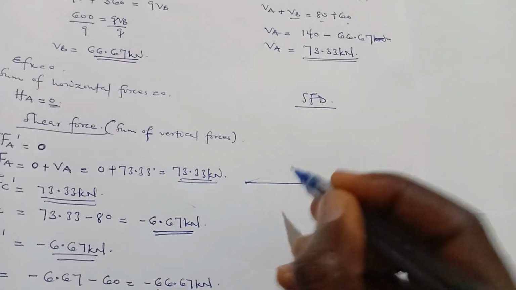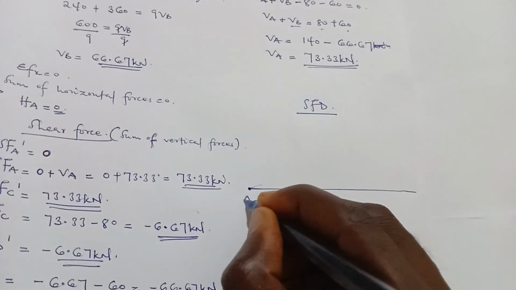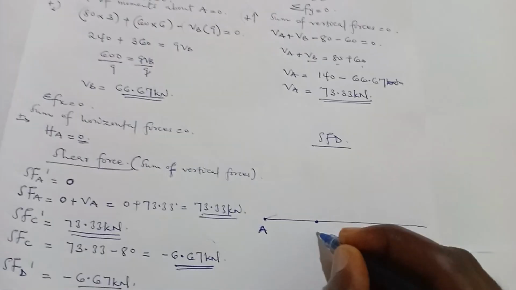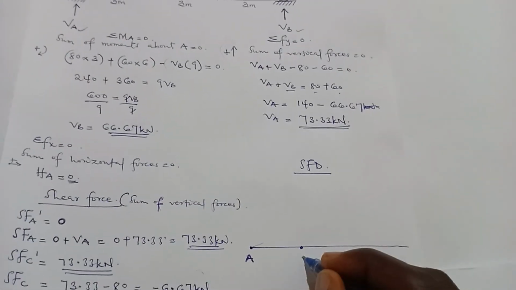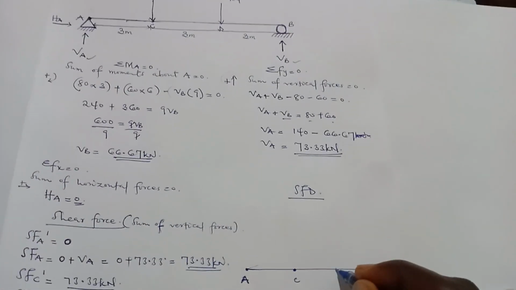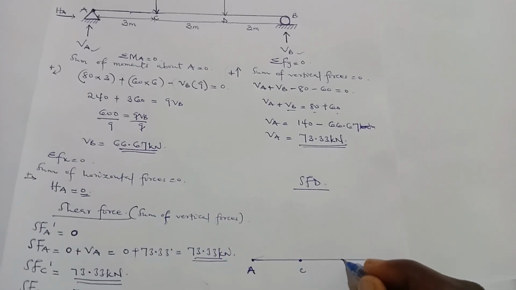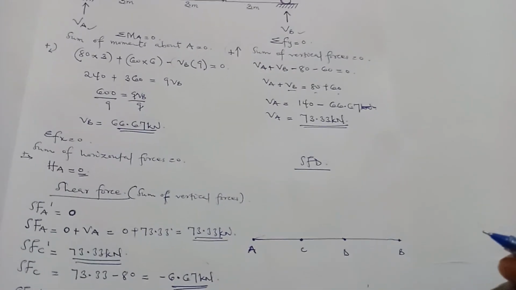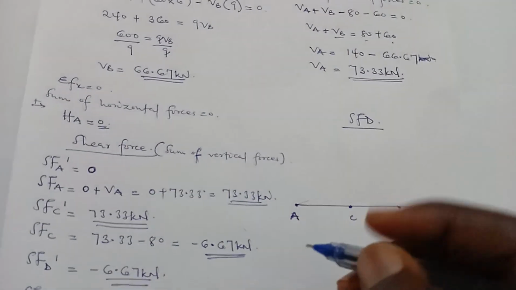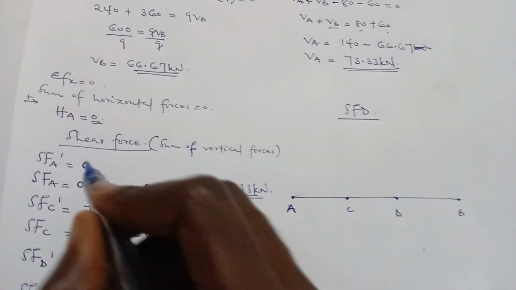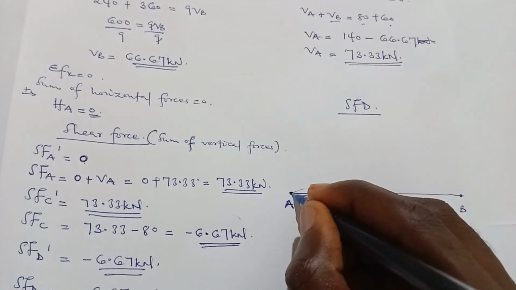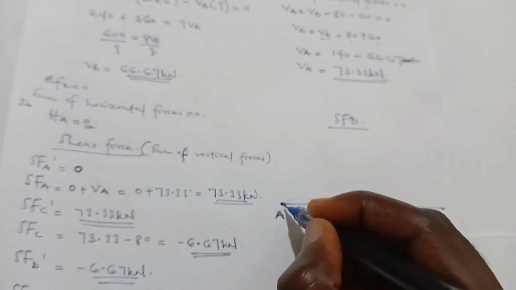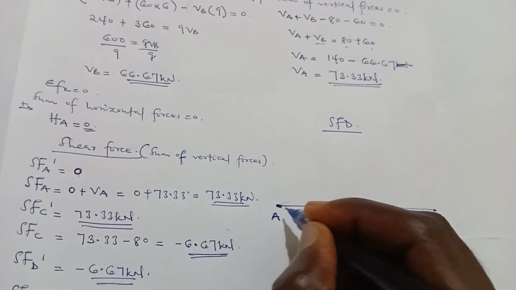We'll draw something like this. This point is A, this point is C, and we'll come to point D, and we'll come to point B. You just have to plot the points. Your shear force at A is 0, so it started from 0. At A prime it was 0. At A it was 73.33. So that means I'll still be at A.